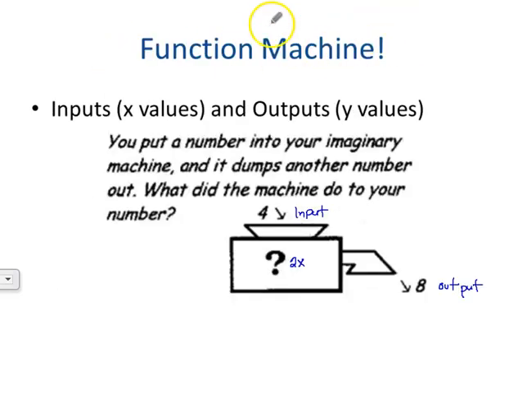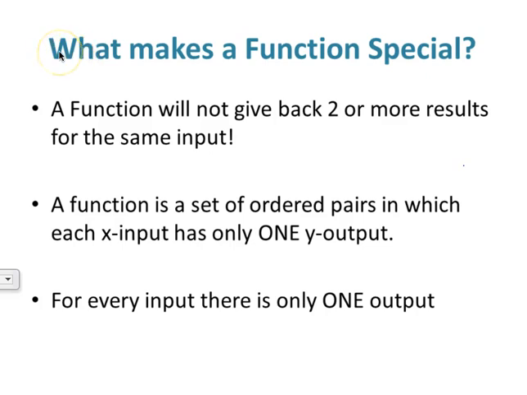So let's keep going with our explorations of functions, and let's talk about what makes a function special, and separates it from just being an equation. What makes something specifically a function and not just an equation? A function will not give back two or more results for the same input. So if something is a function, it will not give back two or more results for the same input. So what does that mean?